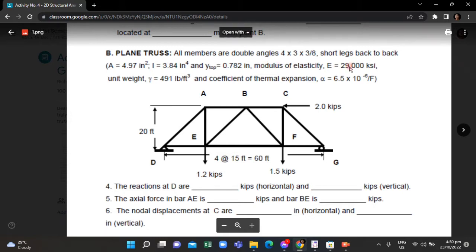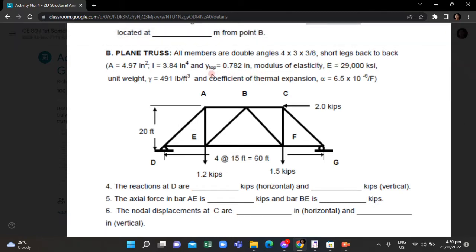with an area of 4.97 inches squared, a moment of inertia of 3.84 inches to the fourth, and a y top of 0.782 inches, with a modulus of elasticity of 29,000 psi, a unit weight of 491 pounds per cubic foot, and a coefficient of thermal expansion of 6.5 times 10 raised to negative 6.